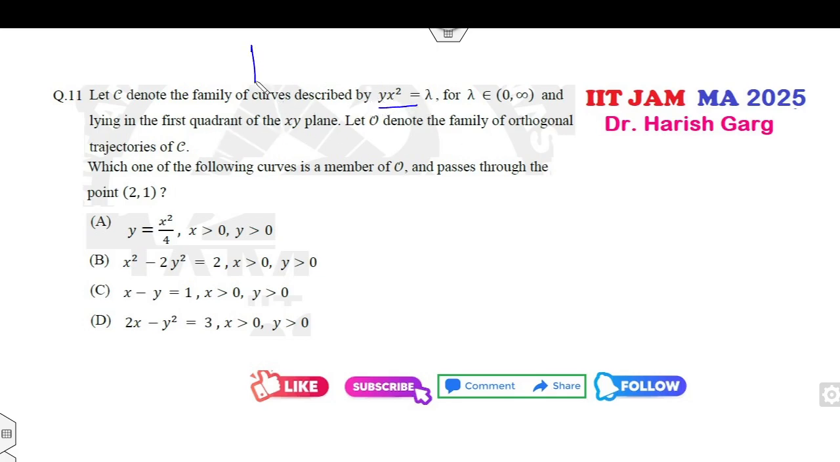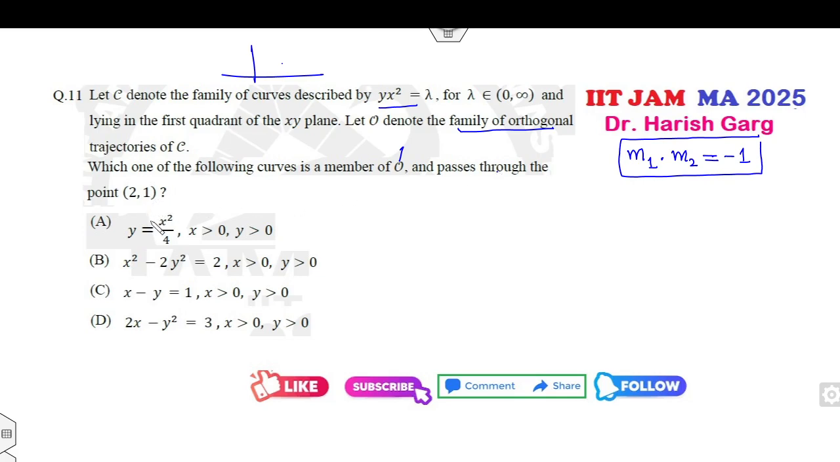the first quadrant. So that is my, here is the family of the orthogonal trajectory. What is the meaning of the orthogonal trajectory? That means the product of the two slopes is -1. So that's the question of this problem. Which of the following curves is a member of the orthogonal trajectory and passing through (2, 1)?